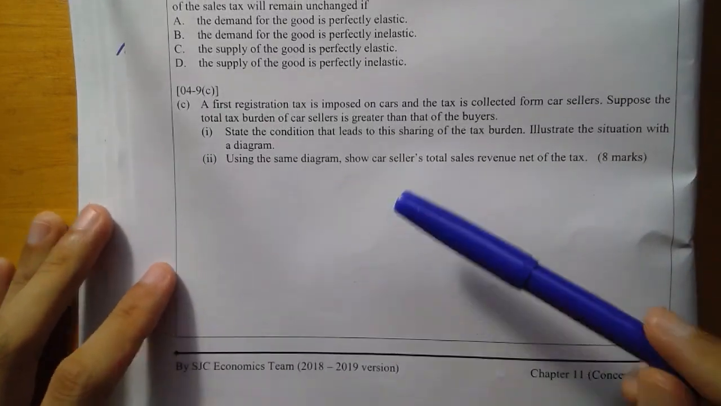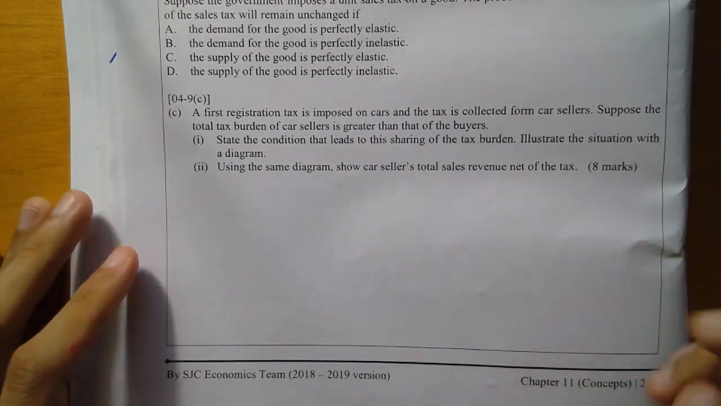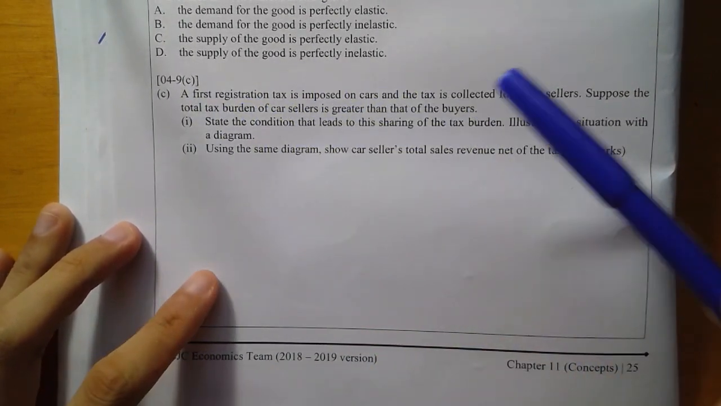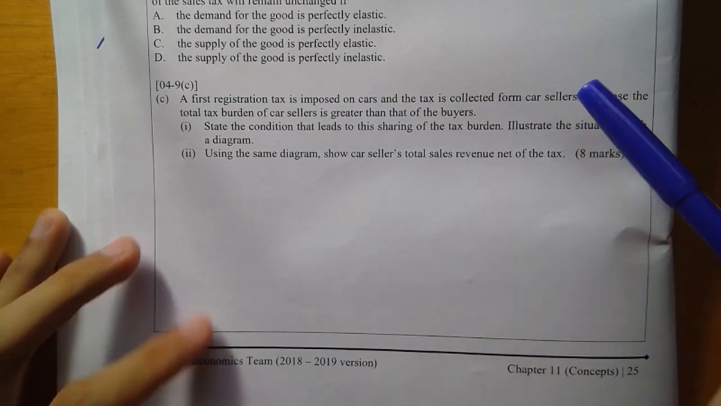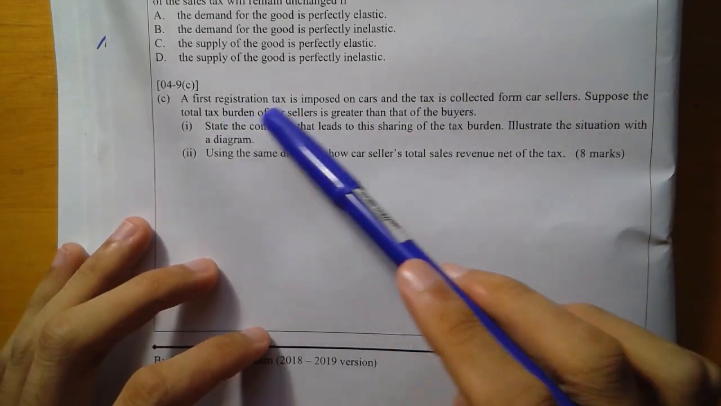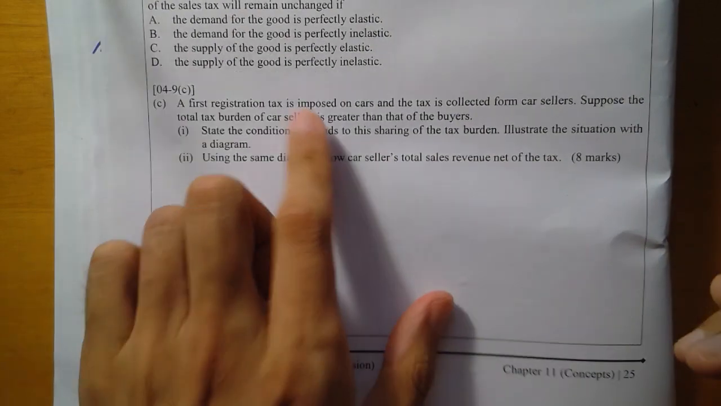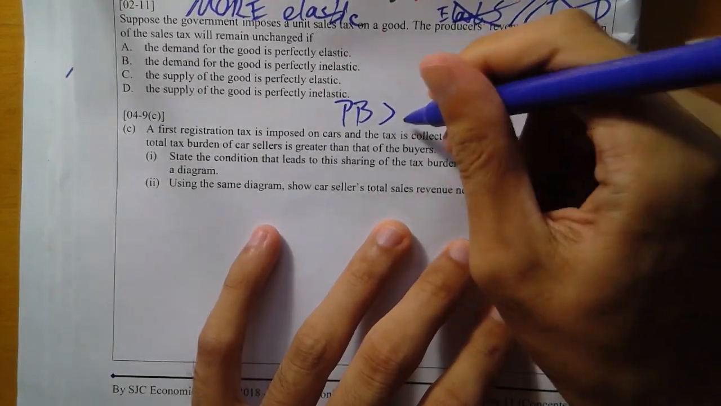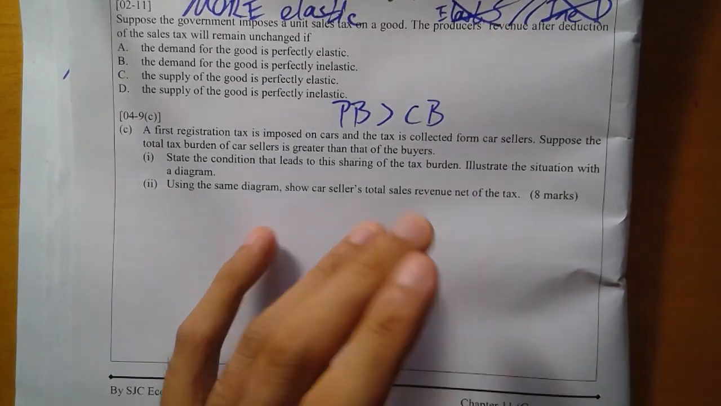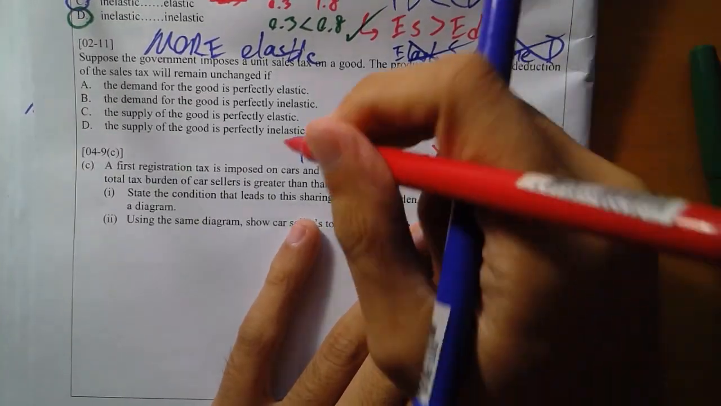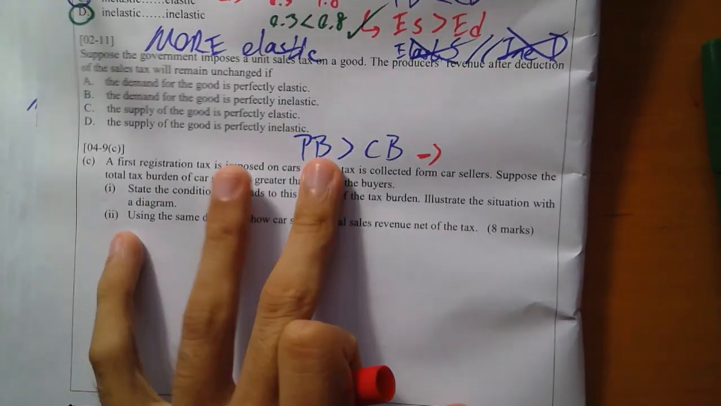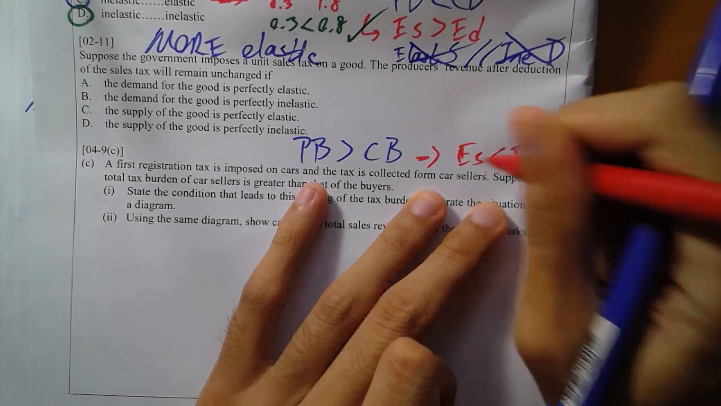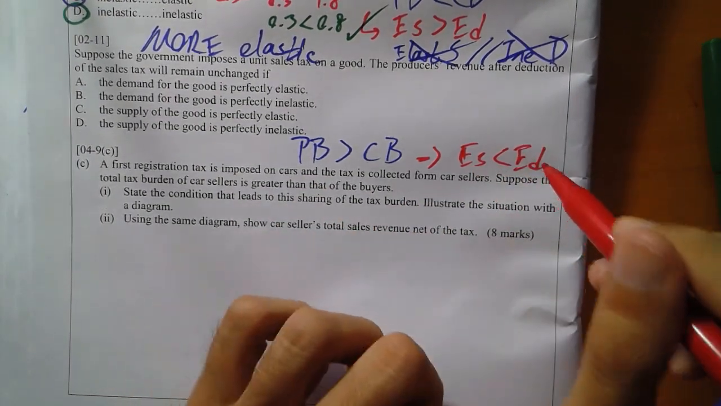Now here, let's look at some long question examples. First, registration tax is basically a per unit tax. Suppose tax burden of seller is greater. We need producer tax burden to be bigger than consumer tax burden. Remember, in what situation will PB bear less? Not when PB bears more. When ES is moving slower, when ES is smaller than ED.